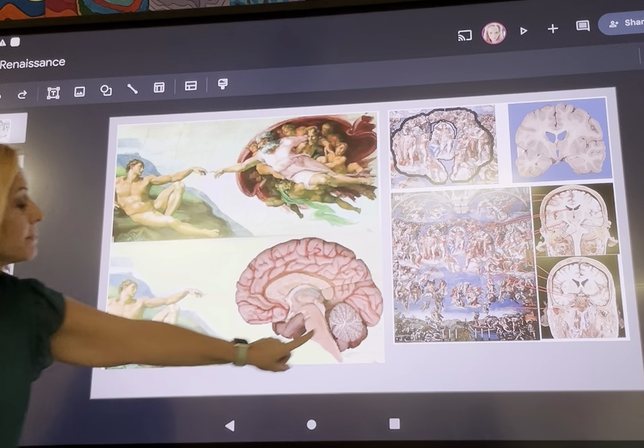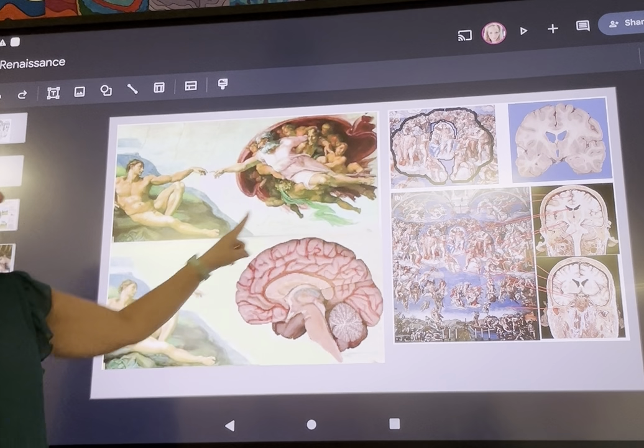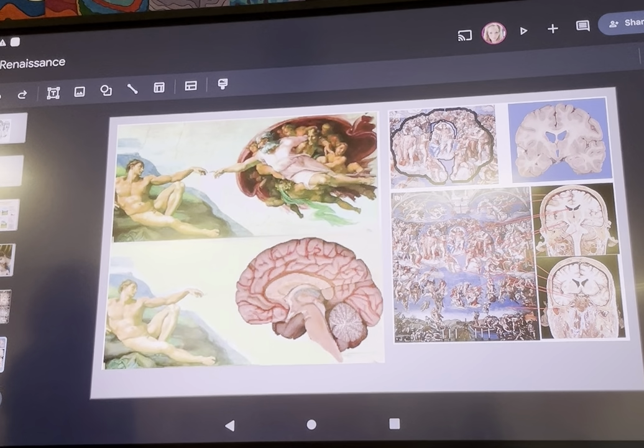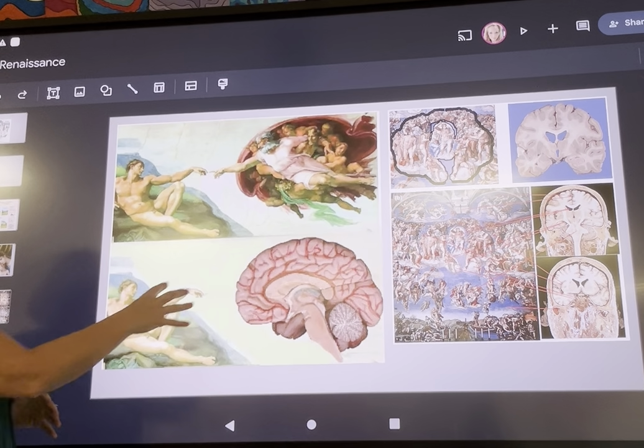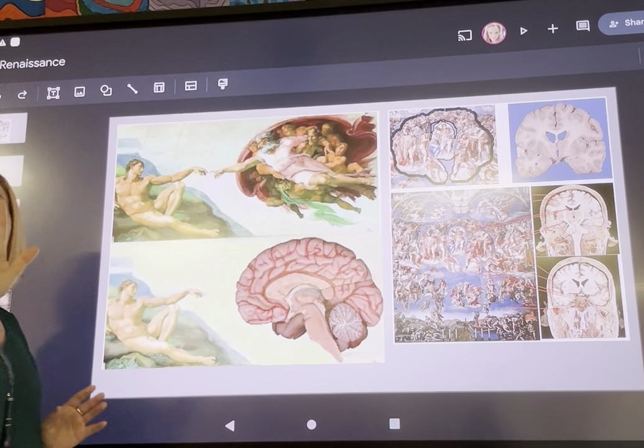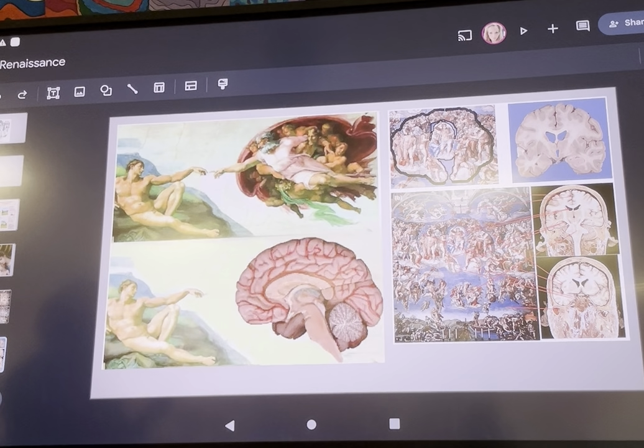And some people have said that this looks a lot like the brainstem. And Michelangelo was another person who dissected many bodies. So, in other words, don't be offended, but is God in our minds? Did we create God? Did God create us? He wants us to think.